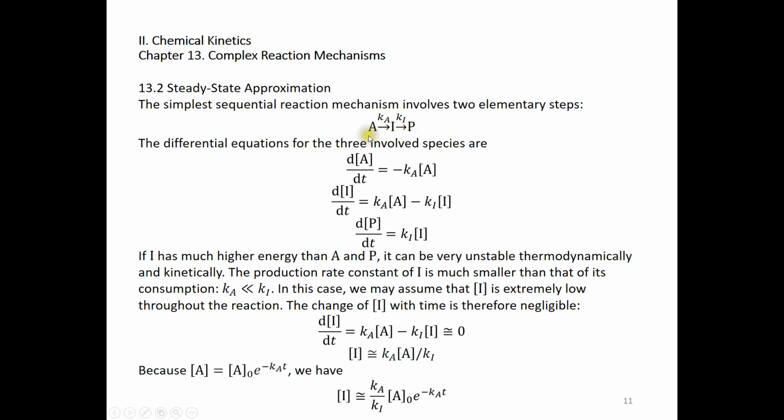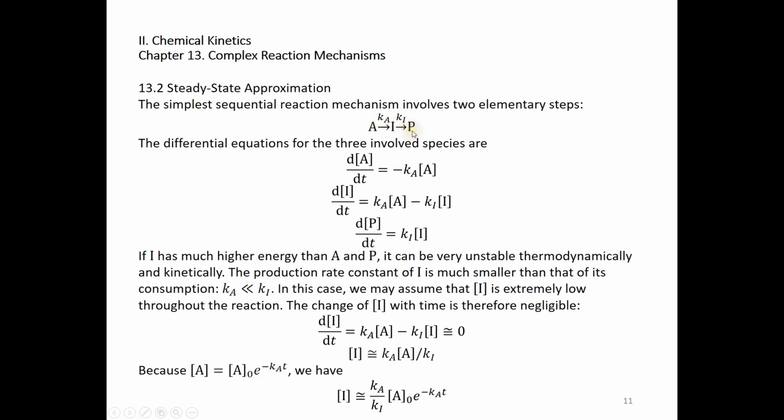Step 1, from A to I. Step 2, from I to P. I denotes intermediate. There are two different rate constants here. From A to I, it's k_A. From I to P, the rate constant is denoted by k_I.